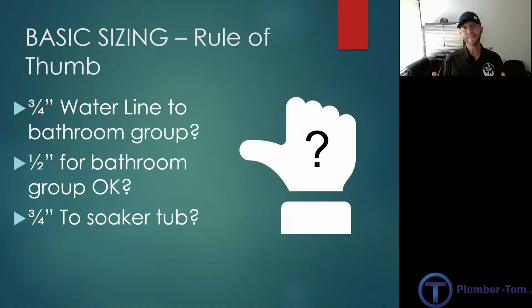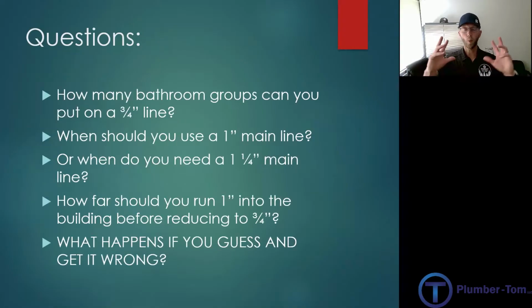Now, water pipe sizing can be very complex and time-consuming, so some of us come up with a general rule of thumb. How about 3/4 inch water line out to a bathroom group? But then that brings up the question, is a 1/2 inch line okay for an entire bathroom group? And when I say bathroom group, I'm talking lavatory, toilet, and tub or shower. 1/2 inch enough for all of that? Yeah, maybe. What about a soaker tub? How big do you go to a soaker tub? Do you want to run 3/4 all the way? Is 1/2 inch okay?